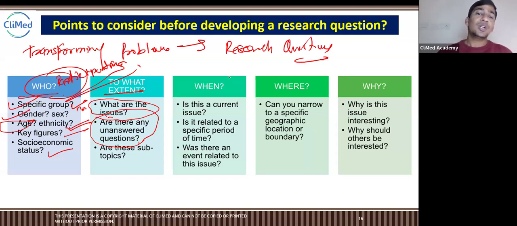Then you have to check who, in whom we will do it, to what extent we can do it, and when we can do it. Is this a current problem? Is this related to a specific period of time? It may be in the past also. You might not be aware, but there are many H1N1 waves in India. Almost every year H1N1 waves come in different parts of India. H1N1 means the flu, right? So at what time, in which area was it? At that time, what was the risk factor, how has it affected, how much has it affected? So when is very important.